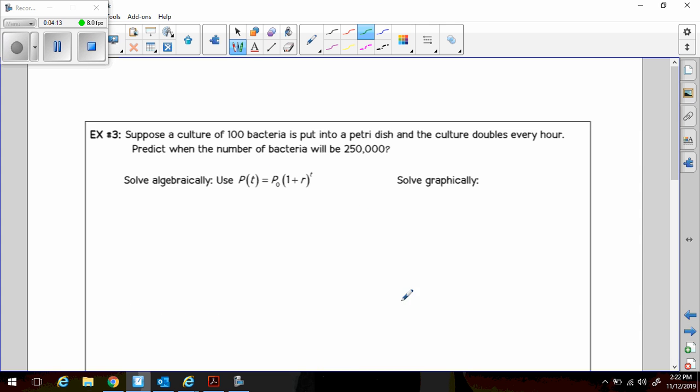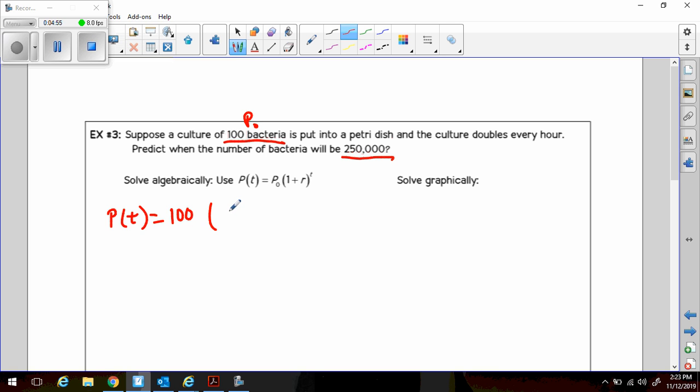Alright, keep going. Number 3, these are just going to basically be some examples. Suppose the culture of 100 bacteria is put into a petri dish and the culture doubles every hour. Predict when the number of bacteria will be 250,000. So this is our function, and we're going to graph it, or we're going to solve it algebraically first. So P of T equals, I'm just going to plug things in. This is 100 bacteria is what we're going to start with. So this is my P sub 0, my initial. I'm going to plug in 100.